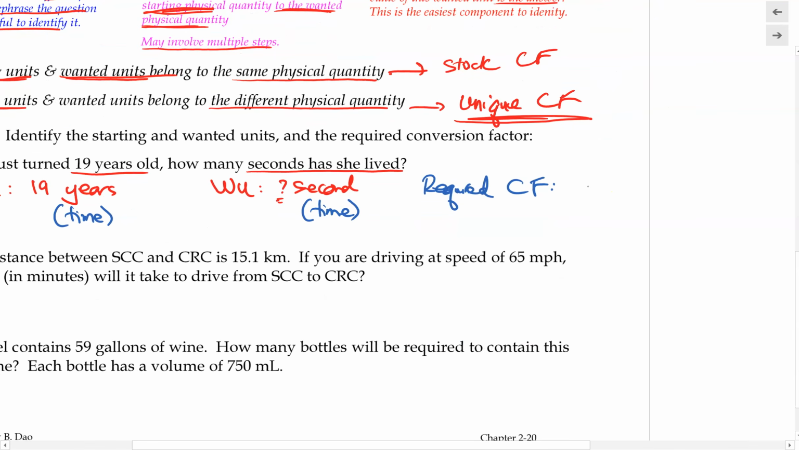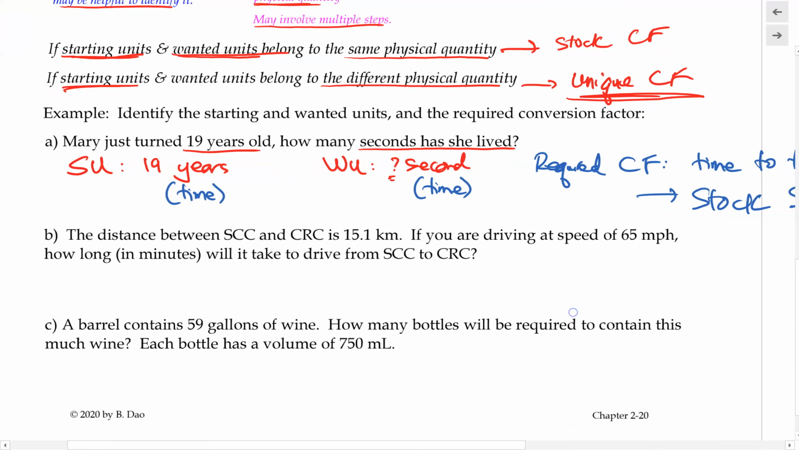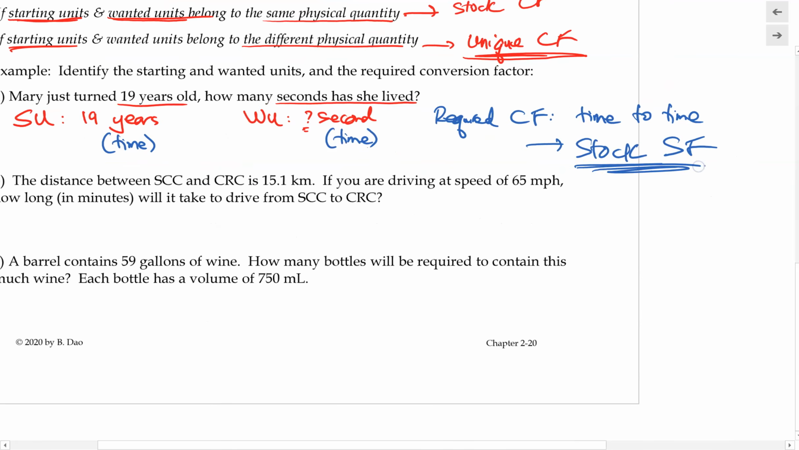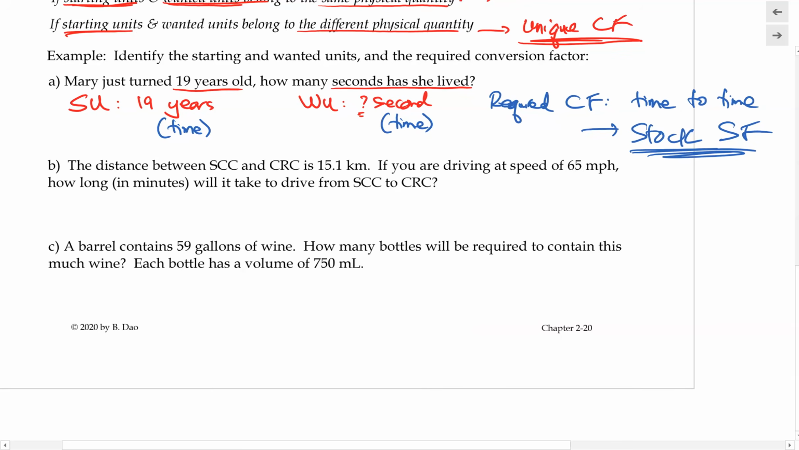would be something that relates time to time, because we convert from time to time, in this case from years into seconds. This is when we know that we need to use the stock conversion factor, because if we convert between units belonging to the same physical quantity, we use the stock conversion factor. We know how to convert from years to seconds: first from years into days, days into hours, hours into minutes, and minutes into seconds. Several steps are needed, but we'll be using the stock conversion factor to do that, because it converts among units belonging to the same physical quantity.